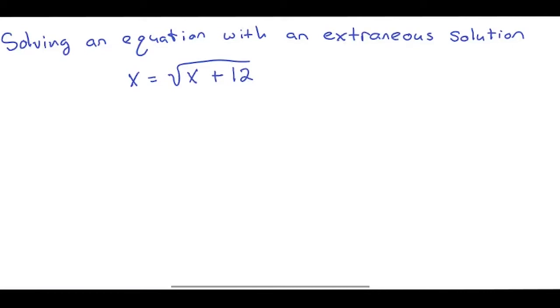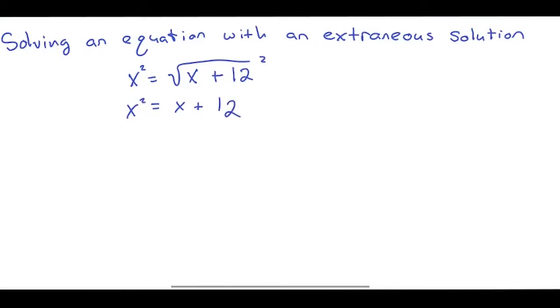Hi guys, today we will be solving an equation with an extraneous solution. So we're working with radicals here, and what I want to do is solve for x. I have x equals the square root of x plus 12. I want to find out what x equals. So what I'm going to do is square both sides. So now that leaves me with x squared equals x plus 12.